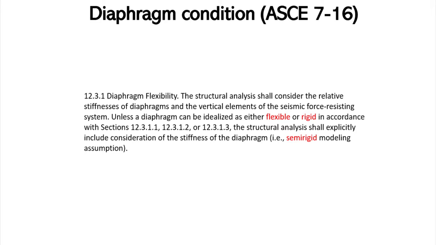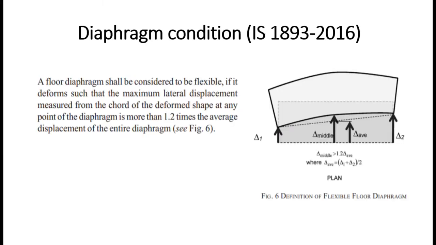And the code says that irrespective of all the clauses that we have just discussed, it is permitted to model the structure by the actual slab property. So in other words, you can model any diaphragm as a semi-rigid diaphragm if you model it properly with the material property and the sectional property of that slab. So this is the diaphragm condition for the ASCE code.